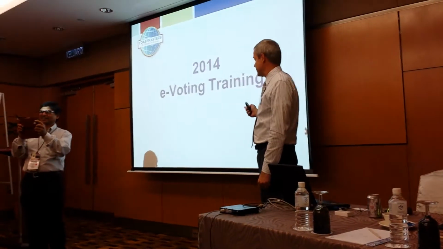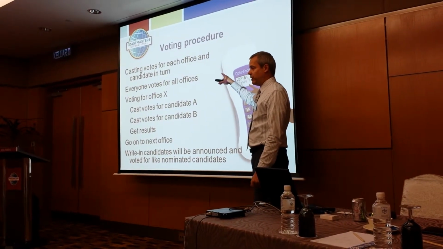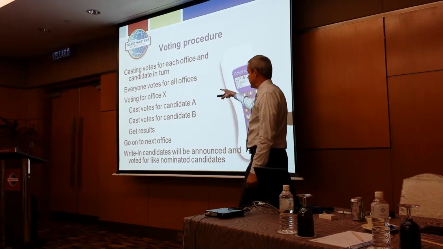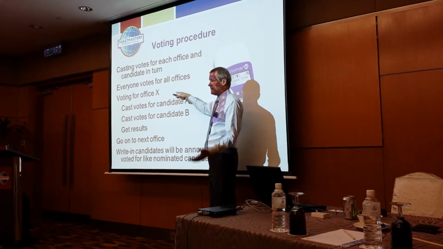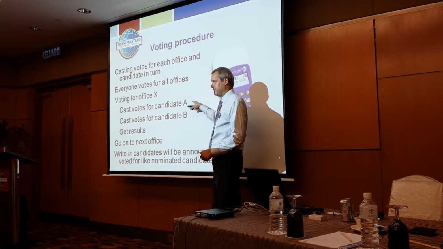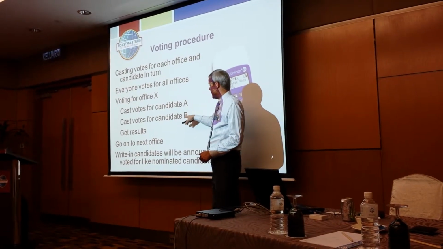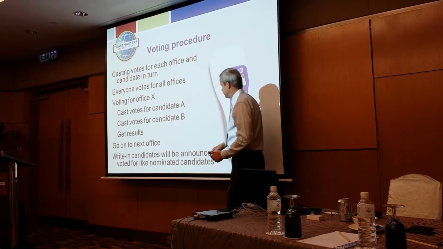Let me talk about the process we're going to use for the voting first. You'll be casting votes for each office and each candidate in turn, one at a time. Everyone votes for all offices. We'll be voting for office X, like second vice president, first. You'll cast the votes for candidate A. Then you'll cast votes for candidate B. We'll get the results and then do it all again for the next office.